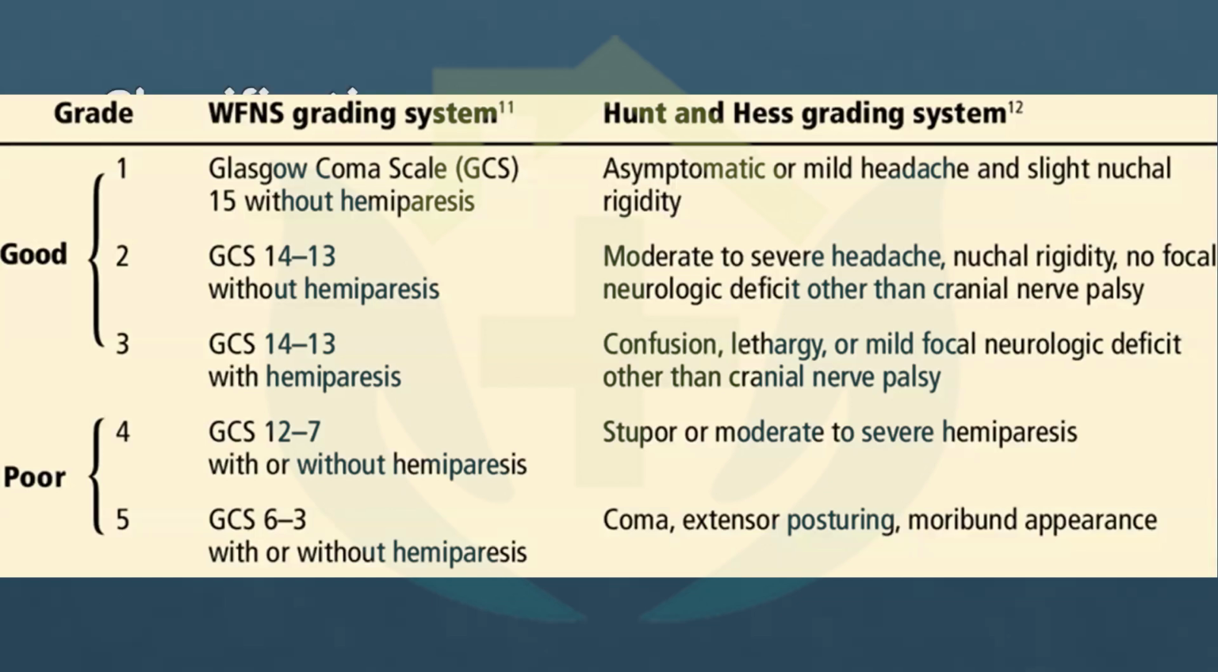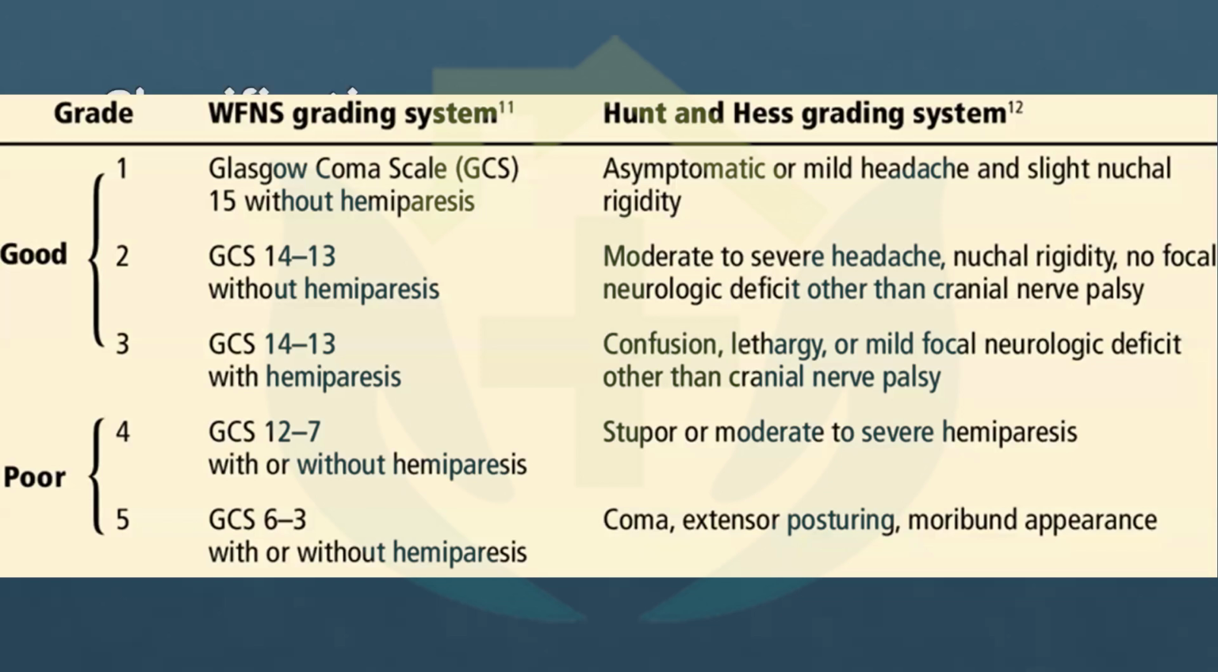Which grade do you use, the Hunt and Hess or the WFNS? We usually use Hunt and Hess, sir. But you could use both, but I think clinically GCS, the WFNS is now more universally accepted. So can you tell us a bit about both these gradings?